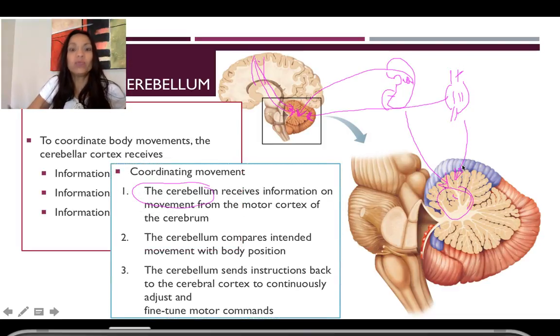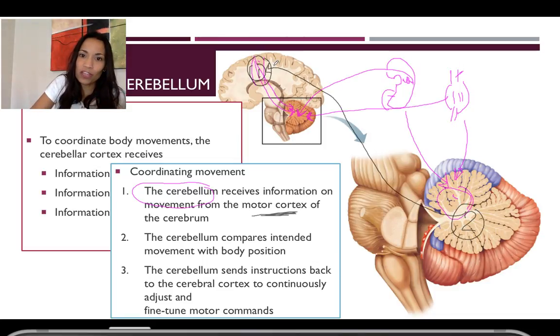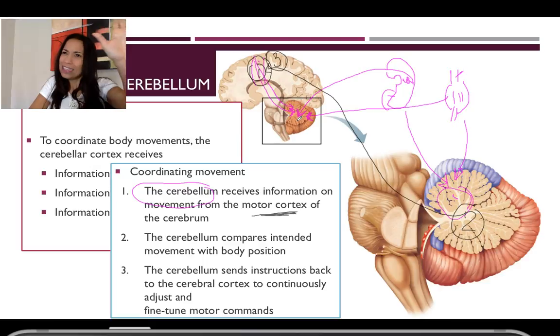So the cerebellum receives the information from the motor cortex of the cerebrum in here, okay. The cerebellum compares what the cerebrum wants to do with the head position and the body position, and then sends back the instructions to the cerebrum again, to the motor cortex, and says, let's do that instead. So it refines the movement.